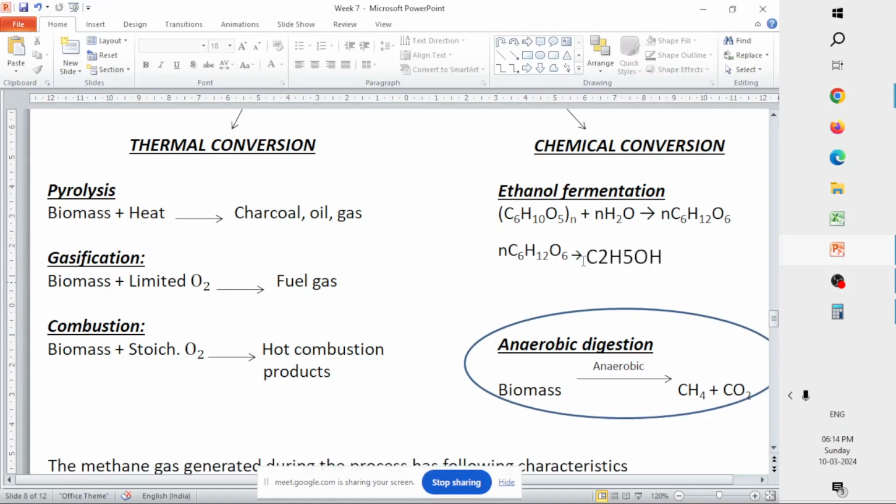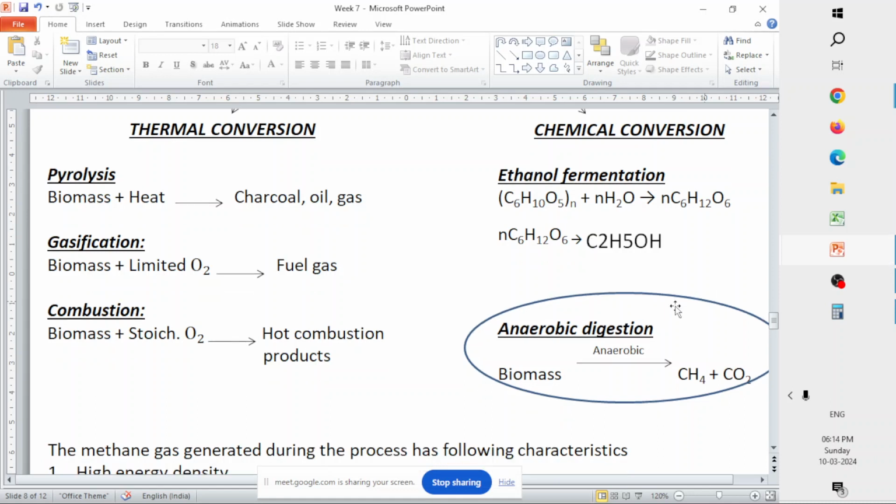Here, when the biomass undergoes anaerobic digestion, it results in the generation of methane plus carbon dioxide, which together is called biogas. If you see the lecture videos, there is a clear description of how this biomass gets converted to methane plus carbon dioxide. The biomass first undergoes hydrolysis because it's a very complex component, and it breaks down into simple organic components.